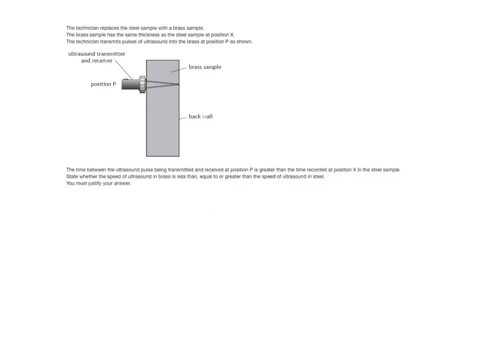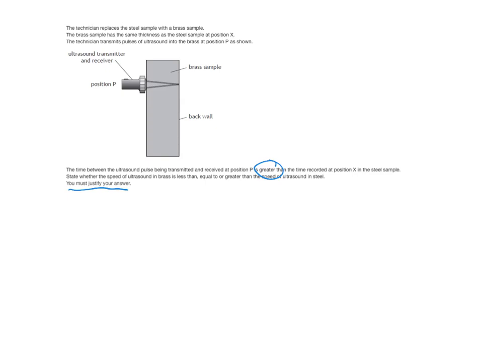So following on from that question, we've got the idea of a technician replacing a steel sample with brass. It's the same thickness as the steel was at position X. The technician transmits pulses of ultrasound into the brass at position P. I've got quite a lot of reading to do again here, but it's basically a similar setup, except it's brass instead of steel. The time between the ultrasound pulse being transmitted and received at position P is greater, so I would say that's a kind of key idea, than the time recorded at position X in the steel sample. State whether the speed of ultrasound in brass is less than, equal to, or greater than the speed of ultrasound in steel, and you must justify your answer.